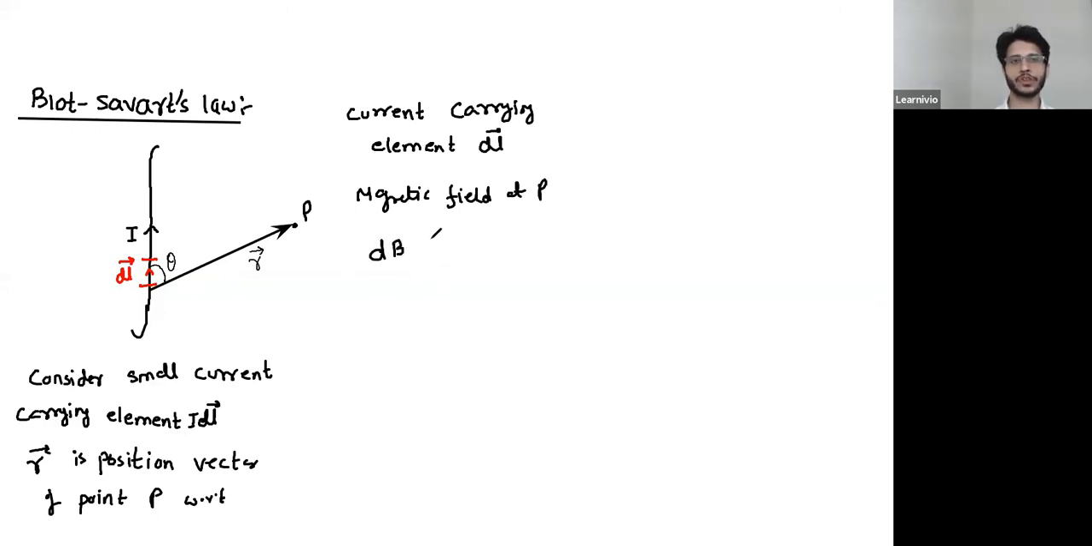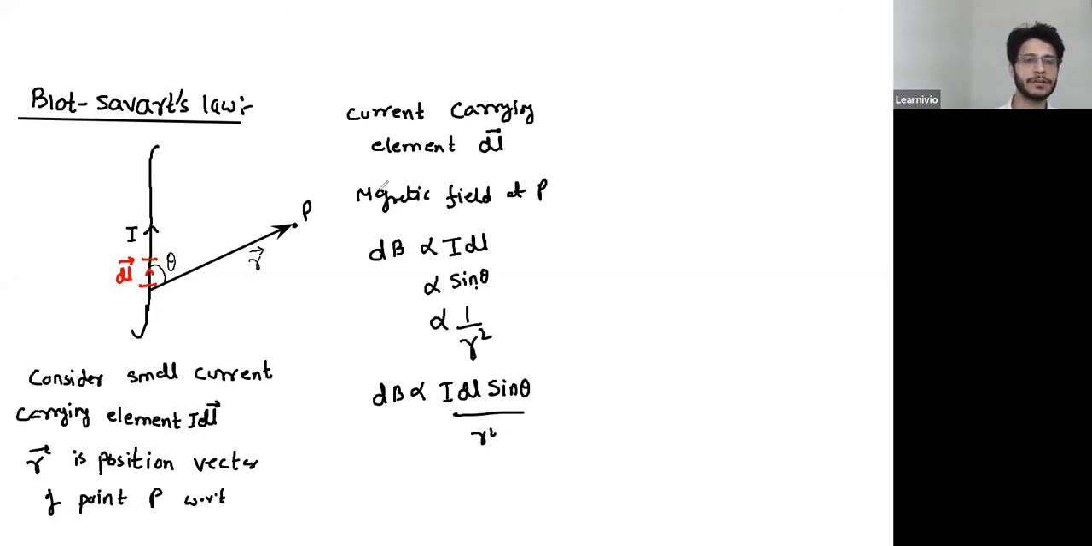So magnetic field is directly proportional to Idl. It's directly proportional to your current element. It's directly proportional to the sine of angle theta, the angle between the position vector and current element. It's inversely proportional to the square of distance. The distance between the small current element and the point P is R. So if I combine them, then magnetic field is proportional to Idl sine theta over R square.